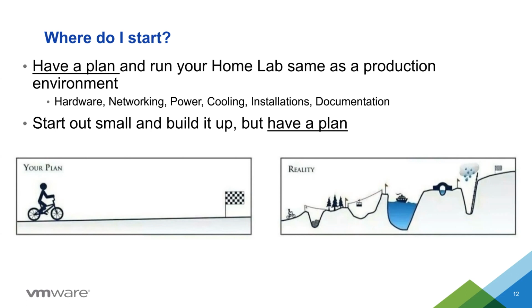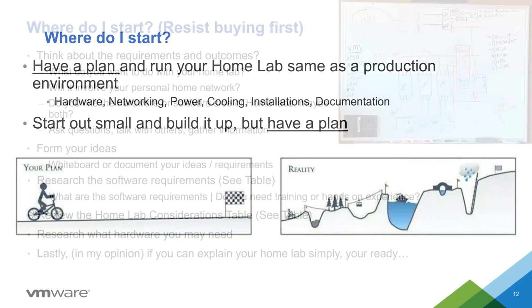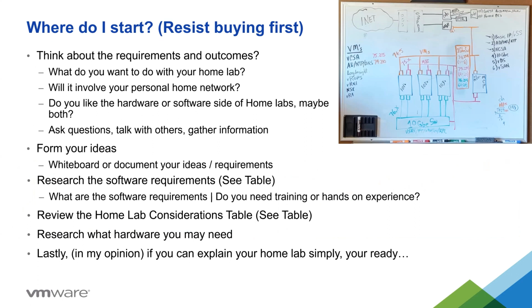So start out small and build it up is my recommendation, is really how to start, but have a plan. And that's where we're going to talk a little bit about having a plan. Okay, so where do you start? Resist buying first. That's tip number one. Don't go out and buy a lot of things, right? Without a plan. Have a plan.